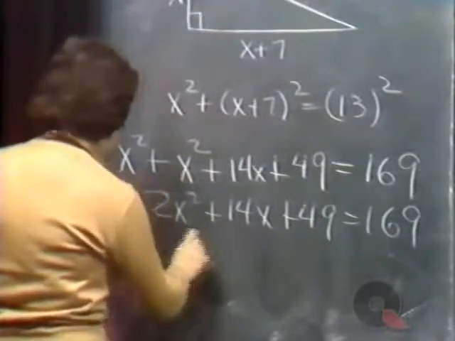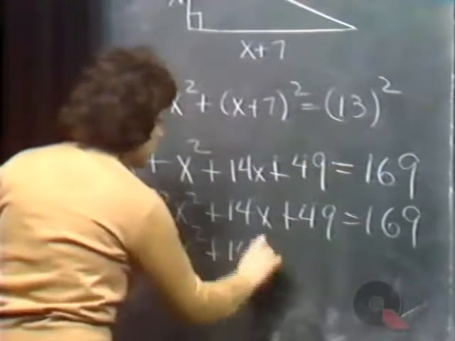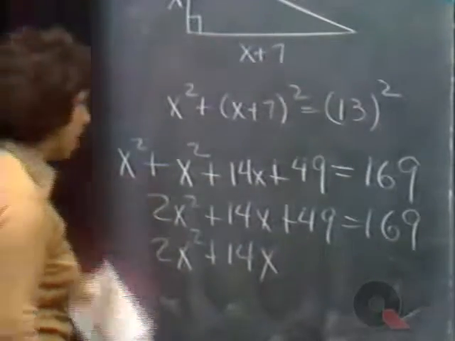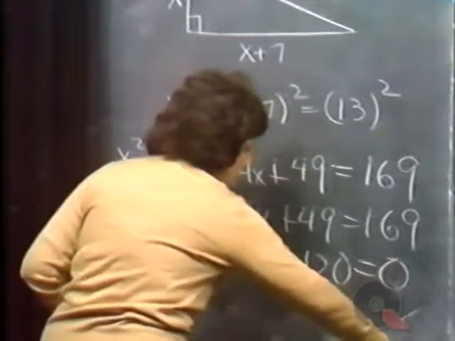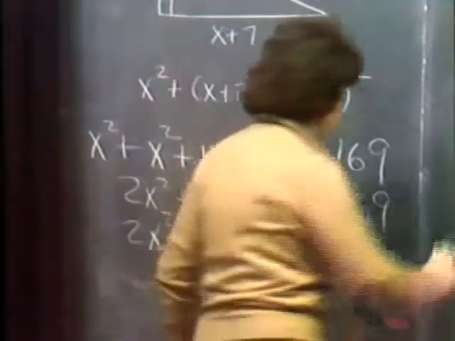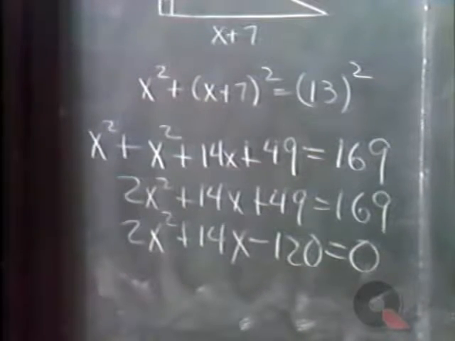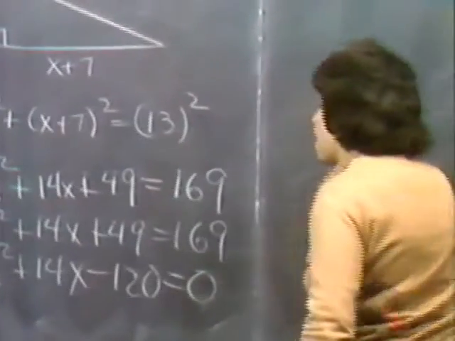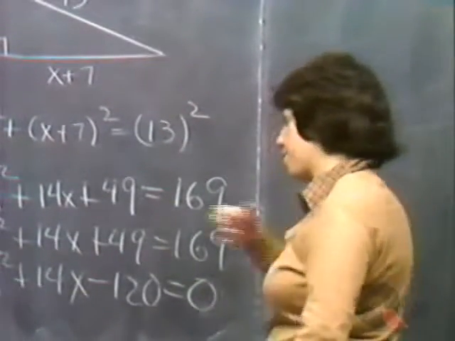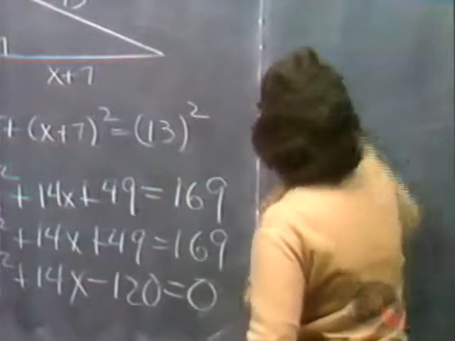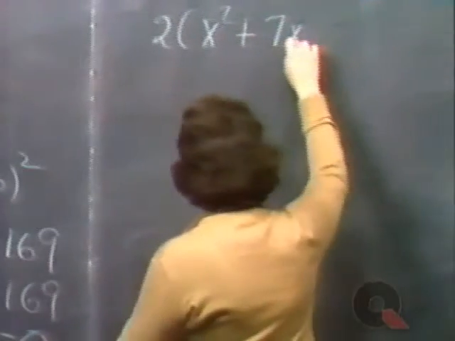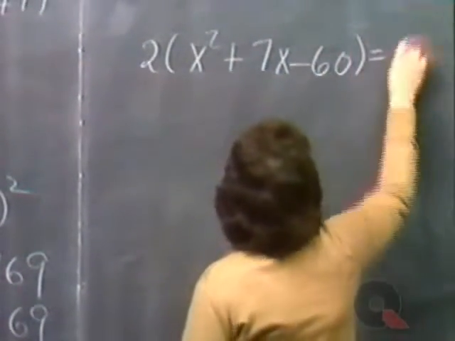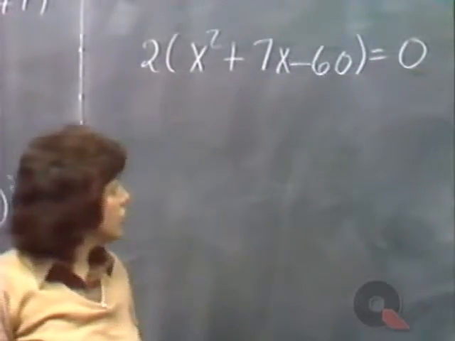2x squared plus 14x, subtracting 169 from both sides, 49 take away 169 gives you minus 120, equals 0. And we notice that 2 is a factor that all these terms have in common. We can factor out a 2 and be left with x squared plus 7x minus 60. 2 times that is equal to 0.